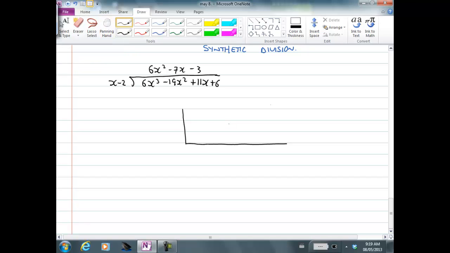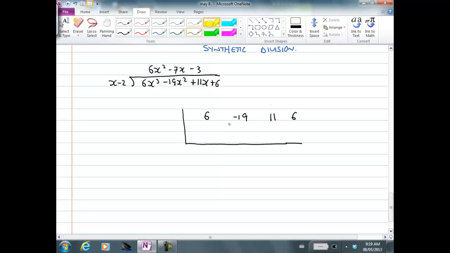So it'll be 6, negative 19, 11, and 6. Notice I'm only using the coefficients and the constant. Forget about the x. Here's the key part.